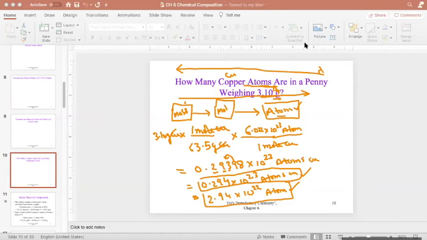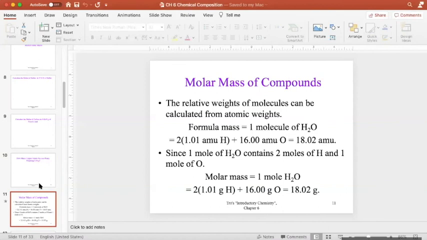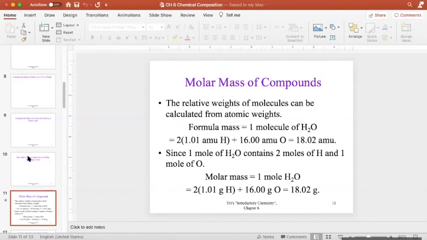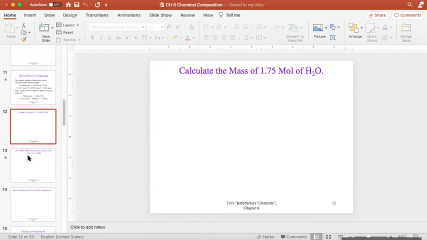So let's go with the next one. We already know how to calculate the molecular mass, like I said, so I'm not going to go over it again. Now let's try to solve a couple of problems on this molecular mass. Calculate the mass of 1.7 moles of water. So you have to calculate the mass, and then let's try to solve this one.